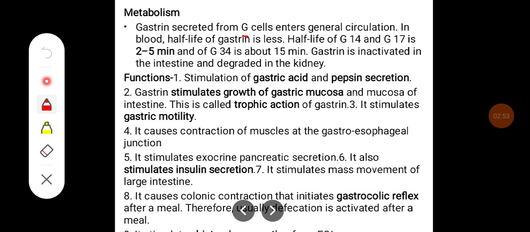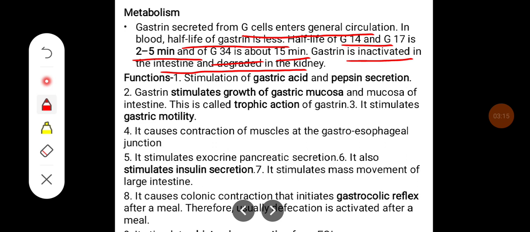Gastrin is released from G cells and enters general circulation. In the blood, the half-life of gastrin is short. The half-life of G14 and G17 is 2 to 5 minutes and G34 is about 15 minutes. Gastrin is inactivated in the intestine and degraded in the kidney.